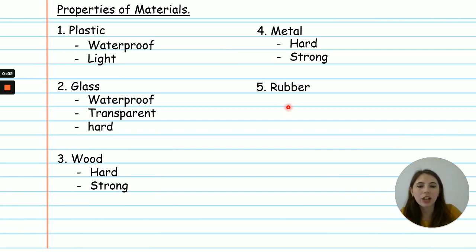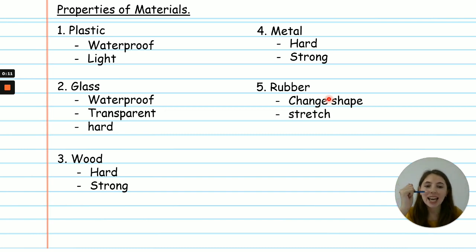And then number 5, rubber. And rubber also has two properties. Rubber can change shape and rubber can stretch.